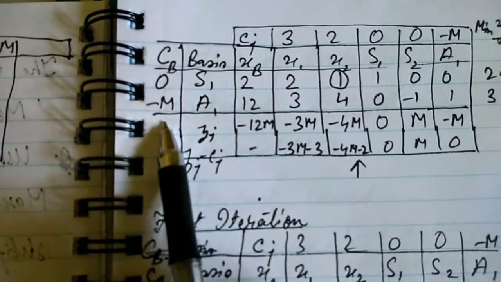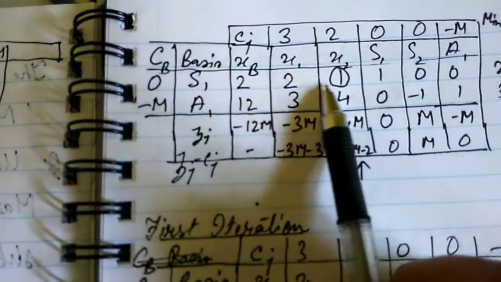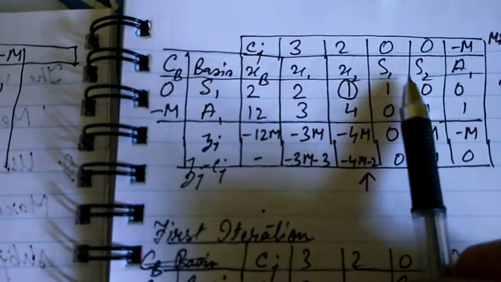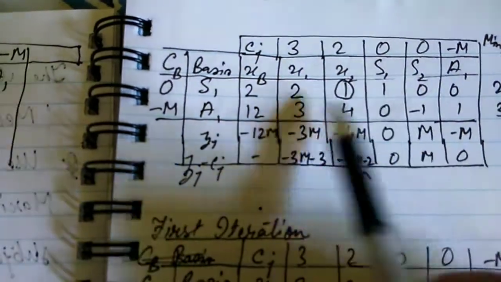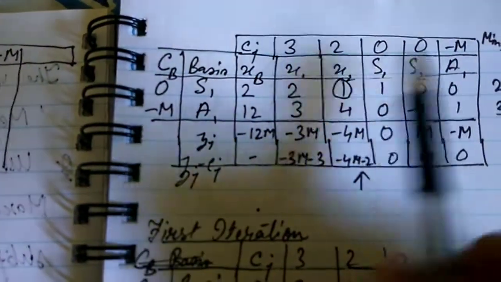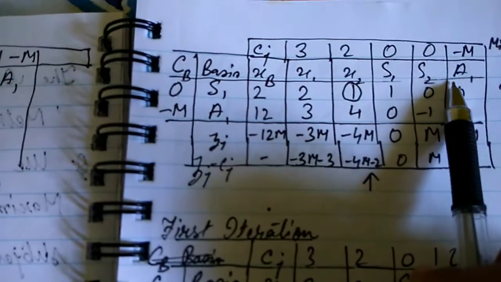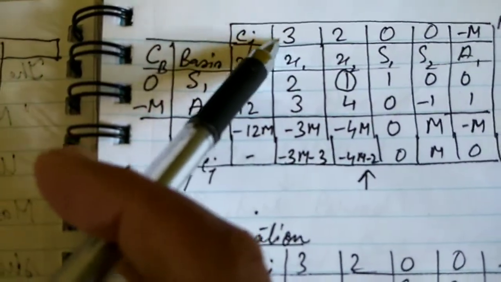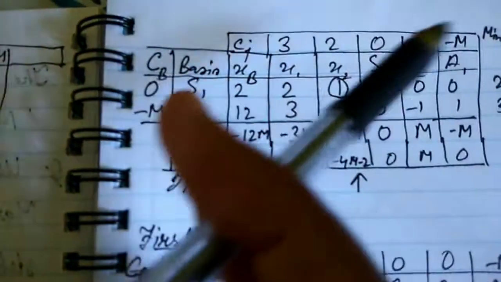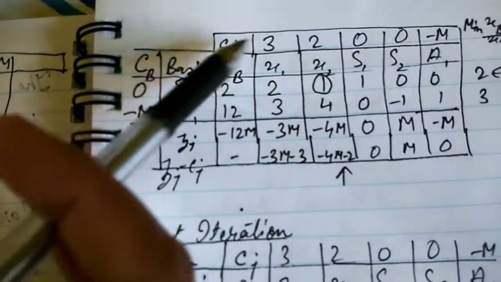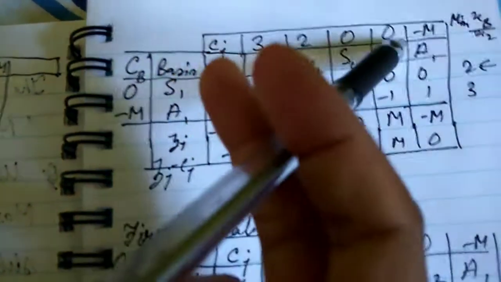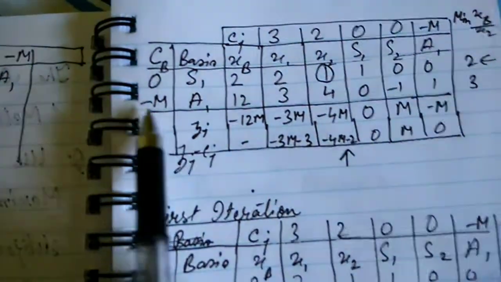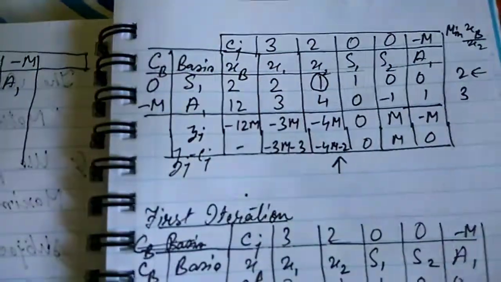We write 0 and minus 1, and here also we write the variables x1, x2, s1, s2 and a1, because all these variables have values in the constraints. So, we write all these 3 extra variables that we have added or deducted, and at the top of it we will write the coefficients of those variables from the objective function. So, you can see here we are writing 3, 2, 0 and 0, and we are writing minus m also for a1. So, here also minus m we will write.